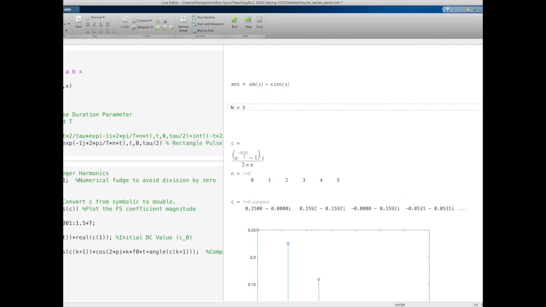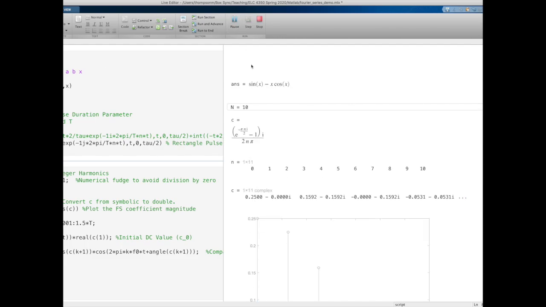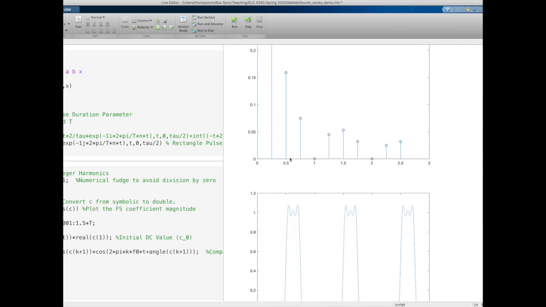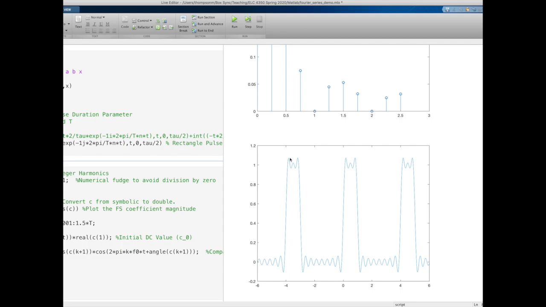So this is off the screen, but I'm going to change this to 10 and rerun it. Okay, so when I change that to 10, you get more terms in the Fourier series, and it's starting to shape up like a rectangular pulse.